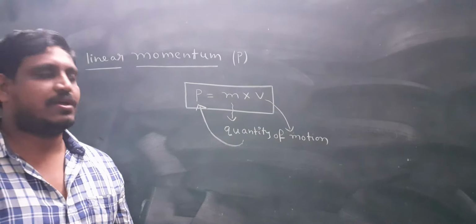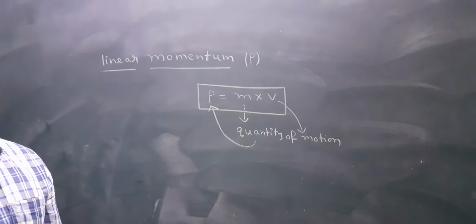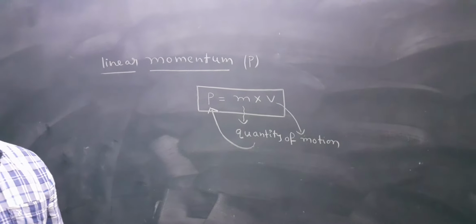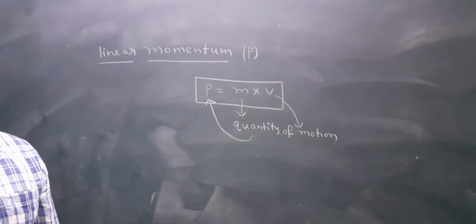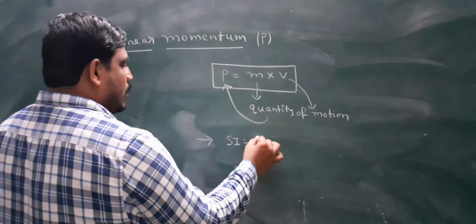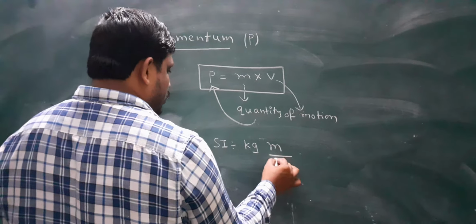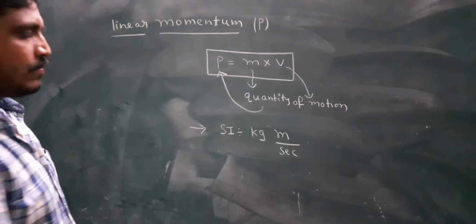In this situation, the quantity of motion represented by the body is known as linear momentum. Okay? The SI unit of linear momentum: the mass unit is kg, the velocity unit is meter per second. Okay? This is the SI unit.